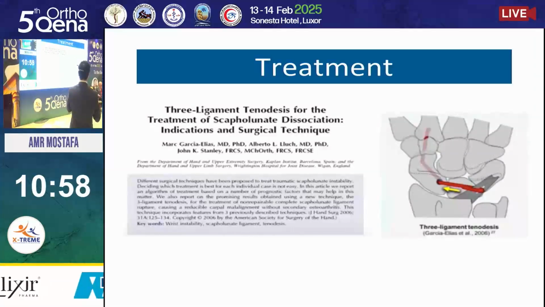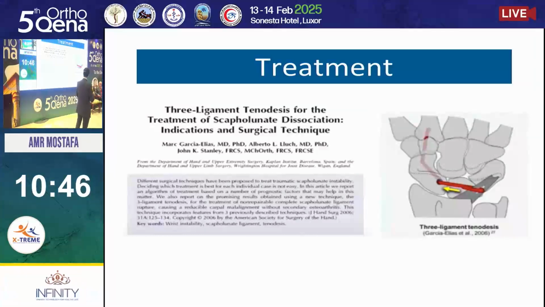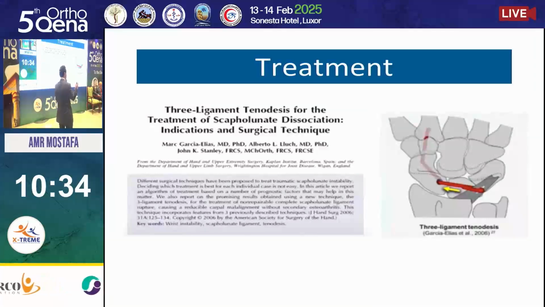Afterwards, came Professor Garcia Elias in 2006 with a 3 ligament tenodesis, where he tried to reconstruct the 3 of them: the STT, the scapholunate ligament, and the dorsal part of the lunotriquetral ligament. So you start to repair the 3 of them, which is trying to compress the proximal row, okay, and limit the flexion.